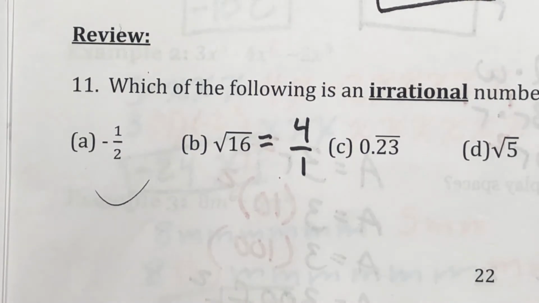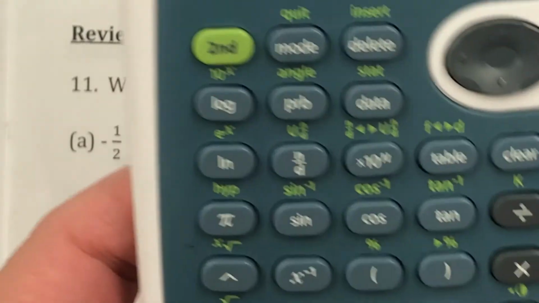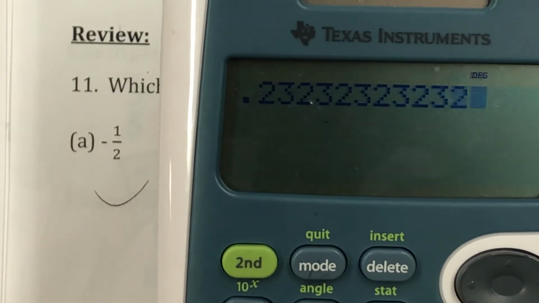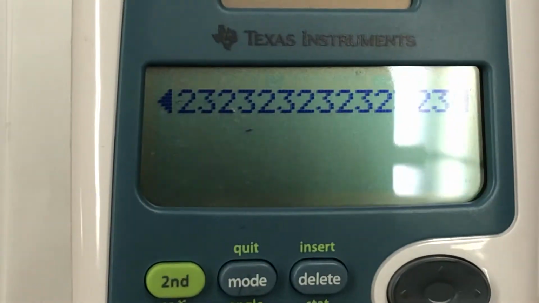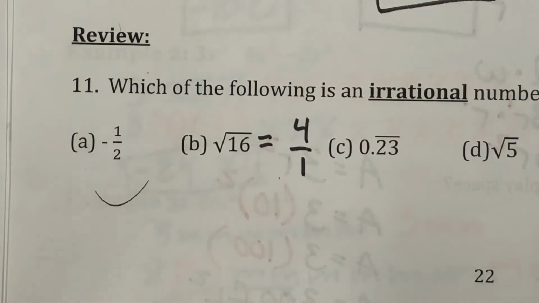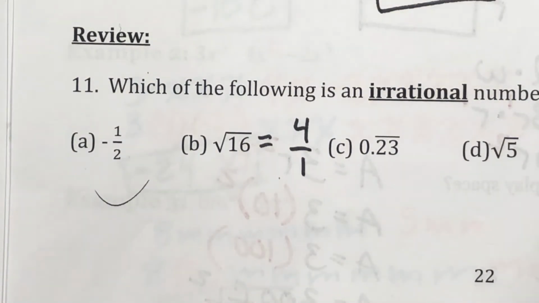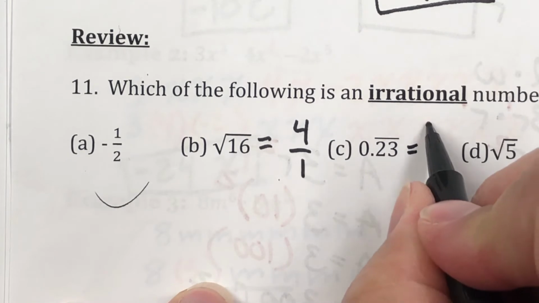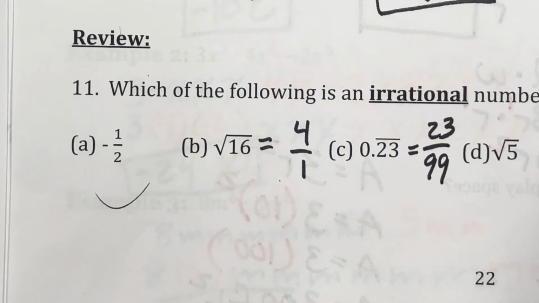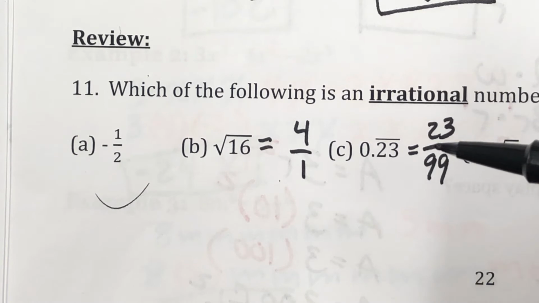Repeated 23s. For this one, I'm actually just going to grab my calculator and put that in. Decimal 23, 23, 23, 23, 23, 23. And I'll hit the double arrow key and enter, and I get 23 over 99. And that is rational, 23 over 99. The other thing about rational numbers is if it's repeating or terminating, if it ends, it's a rational number. So that repeats. So I knew it was rational before I started.